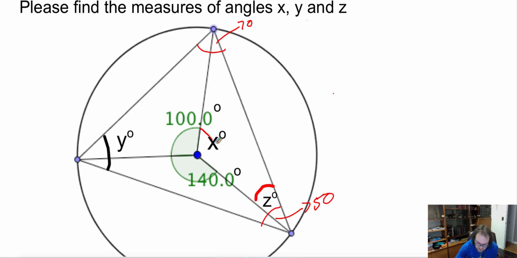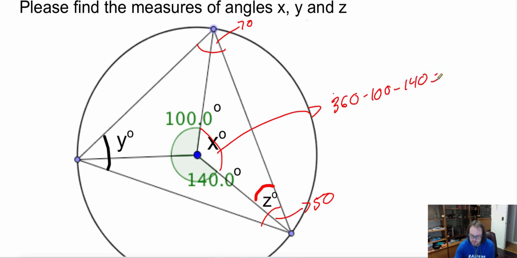So if I continue this here, we have this section is equal to 360 minus 100 minus 140, which is going to end up giving me a total of 120. So now I know x is equal to 120 degrees. So we look at x.